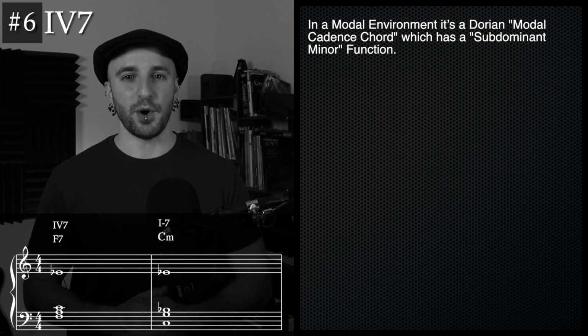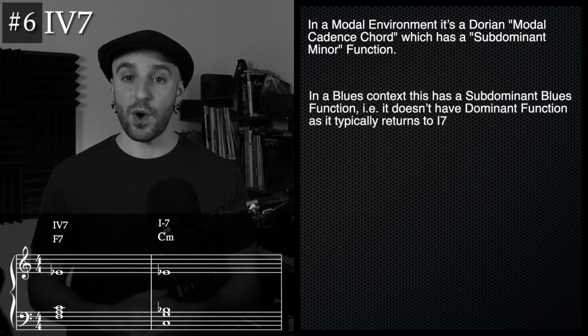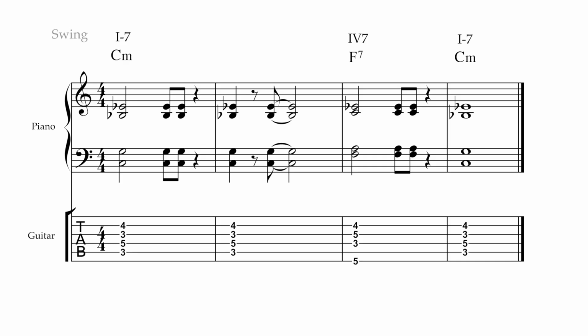Number 6 is your 4 dominant 7th chord. In a modal environment, this will be your Dorian modal cadence chord, and the 1 chord would be minor. If, however, the 1 chord is a dominant chord, then it has subdominant blues function.